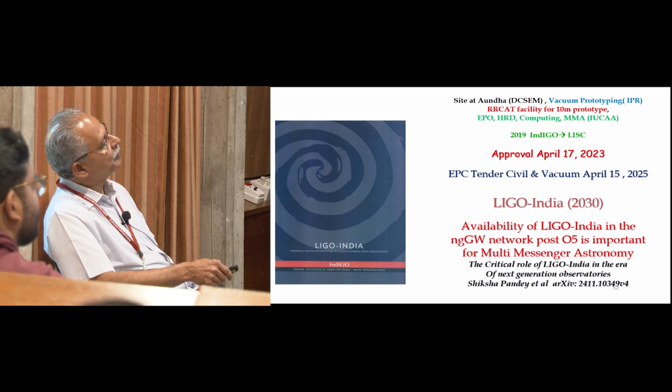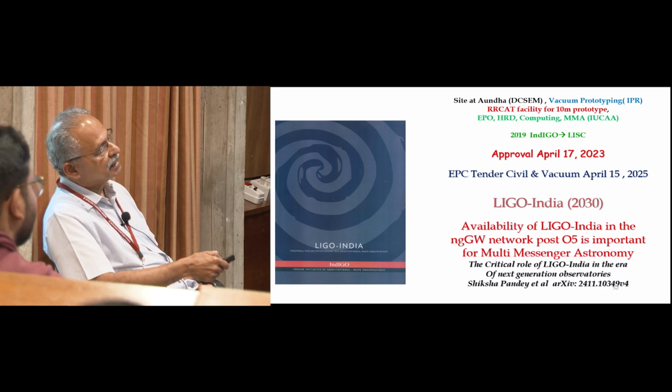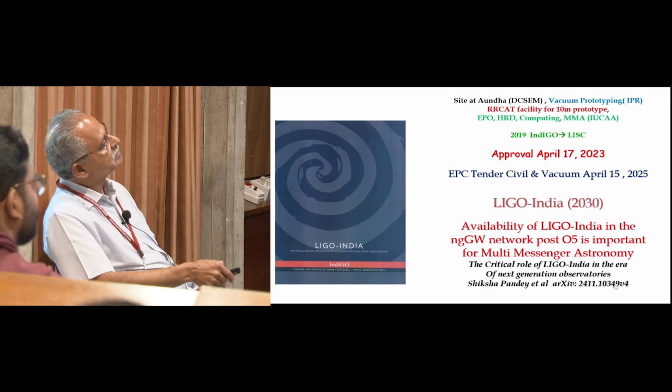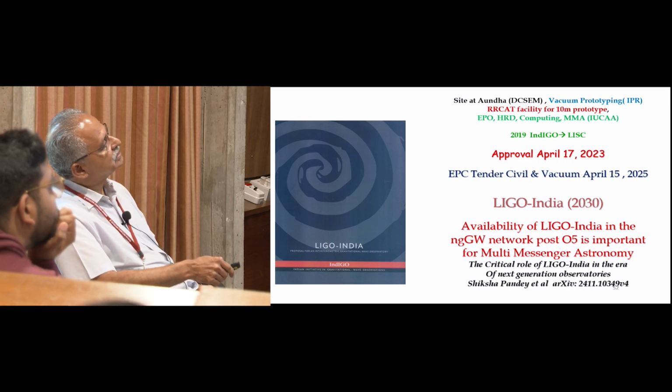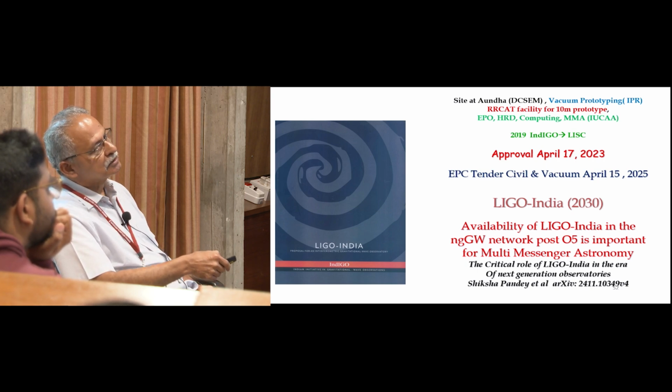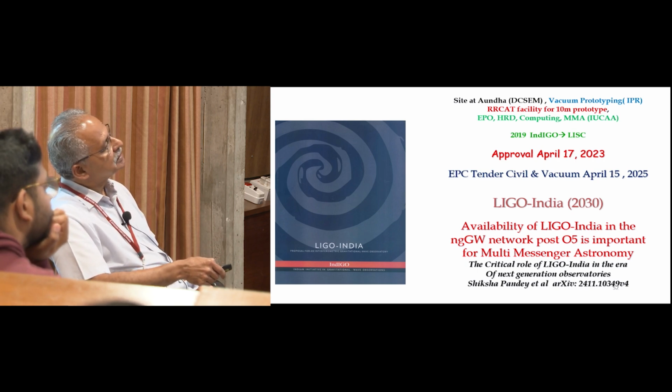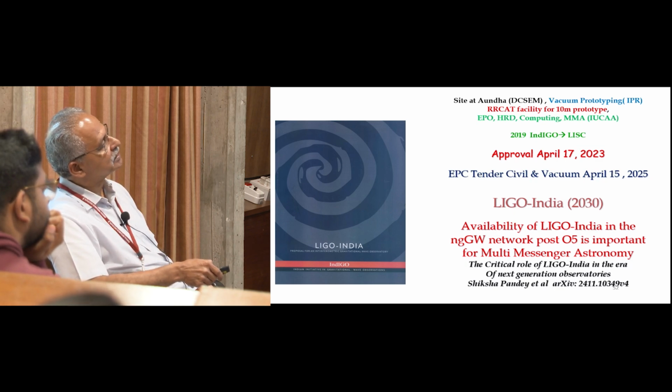We are very happy that in 2023 the full approval happened. Remember, in 2016 we got the in-principle approval, but the funding had not happened. The full approval happened in 2023, and just in 2025, the tender for the civil and vacuum has gone out. So in a few months, the tender will be given to some particular agency, and the construction of the LIGO India observatory will begin.